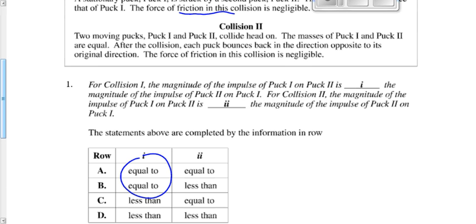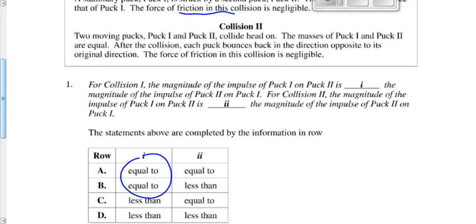Here's what happens. Puck number 1 loses a certain amount of momentum. Where does it go? If it loses 10 units of momentum, where does that 10 units of momentum go? To the other puck. So if one of them loses 10, the other's got to gain 10. It doesn't matter that they have different masses or anything of the sort. In the end, if momentum is going to stay the same, then if one gains momentum, the other's got to lose the exact same amount. Opposite signs, but same magnitude.